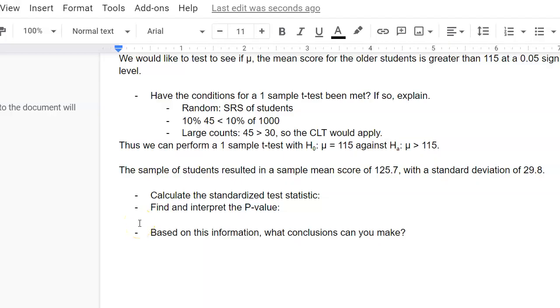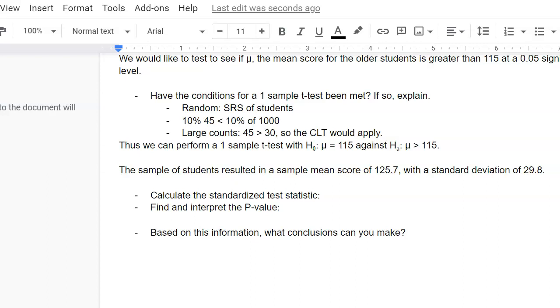Okay, so now let's run through the last part of that problem again, but this time let's assume that we don't have a calculator that will do most of the work. So we check the conditions. We know we're going to do a one sample t-test. We now just have to get all the information and go from there.